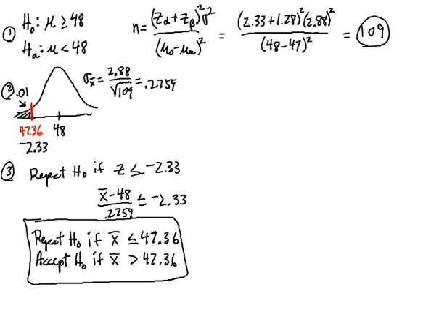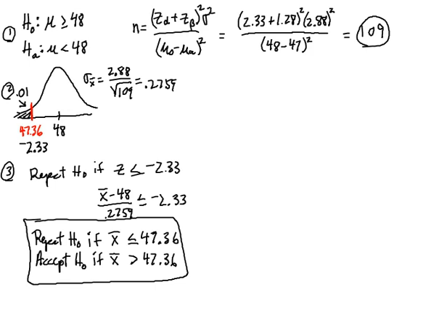Questions 3 and 4 ask about the results of a sample of this size, 109. Question 3, what if a sample of the size calculated for the decision statement yielded a sample average of 45? Well, if the sample average from that sample of size 109 turned out to be 45, then we would reject the null hypothesis. The probability that we would be wrong would be less than 1%.